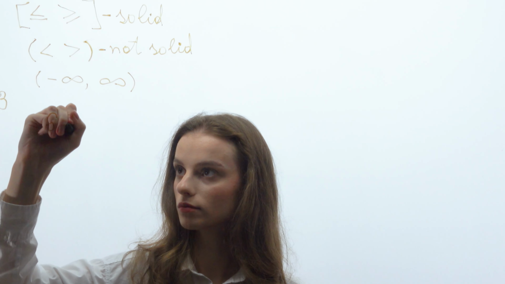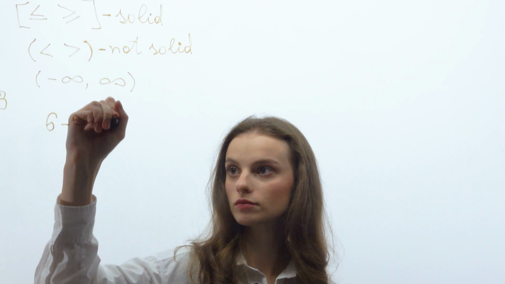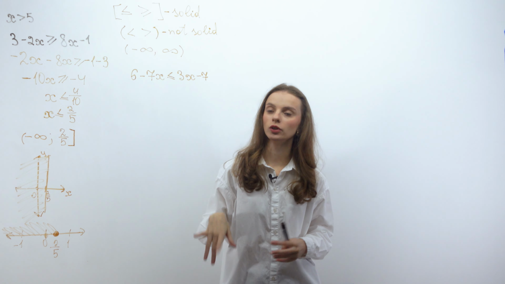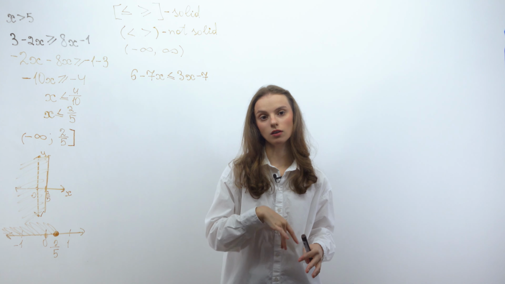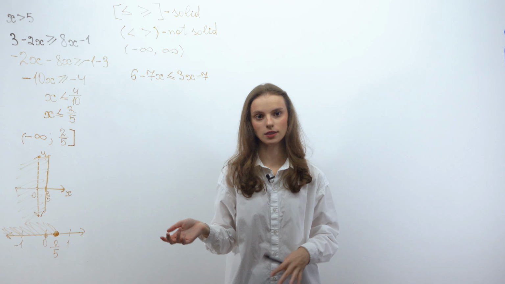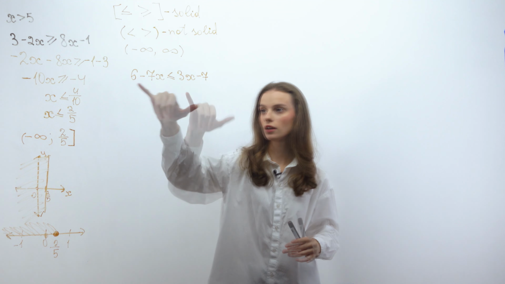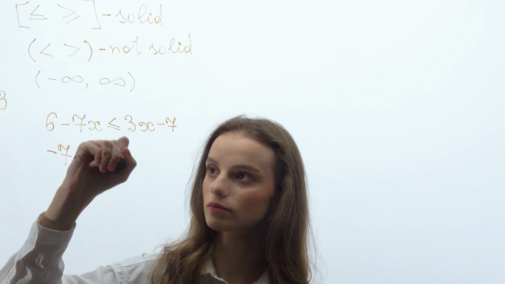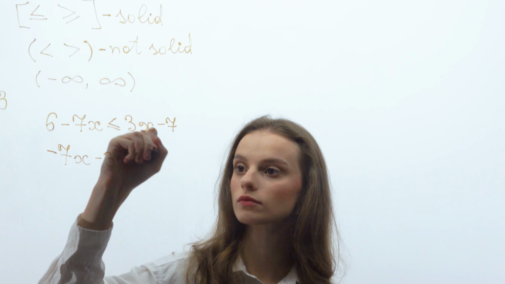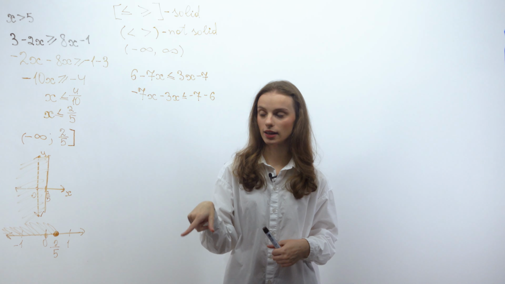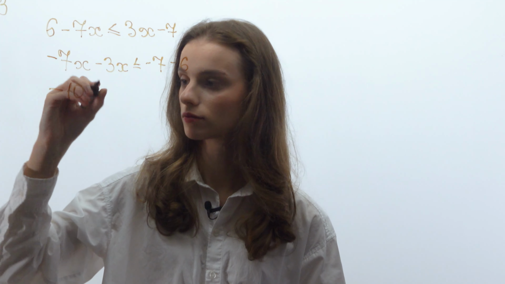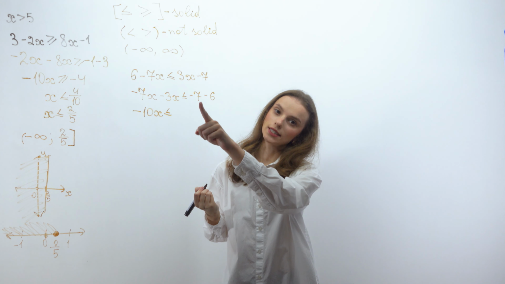Here I have 6 minus 7x less or equal to 3x minus 7. And again, I like to put all my variables on the left and all my constants on the right. So I'm going to move 3x and I'm going to move 6. 3x was positive, I put it on the other side, it becomes negative. And 6 was positive, when I put it on the other side, it becomes negative. Okay, negative 7x minus 3x is going to be negative 10x. Negative 7 minus 6 is going to be negative 13.